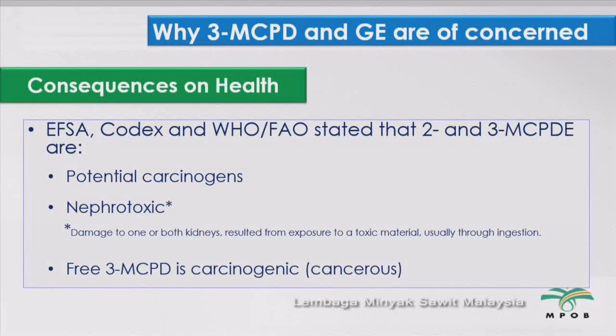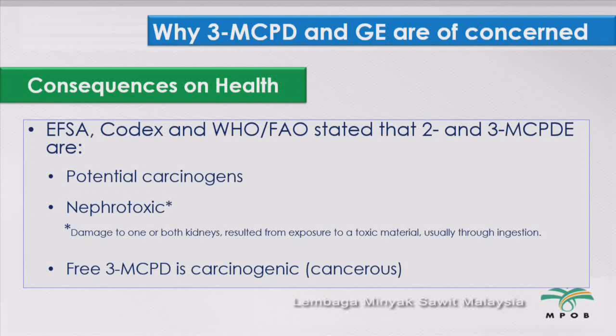So what are the consequences? Why is it so important? This is the consequences first on health. There are other consequences as well. Consequences on health. EFSA, Codex, WHO stated that 2- and 3-MCPD are, as I mentioned earlier, carcinogenic and nephrotoxic. This is in relation to kidney failure, with one or both kidneys. And also, 3-MCPD free MCPD is carcinogenic. This is also a mouthful word to swallow. Well, this is the consequence on health.